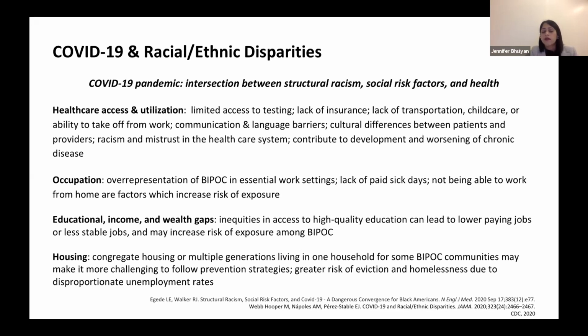Additionally, there's a greater risk of eviction and homelessness due to disproportionate unemployment rates that we're seeing in people of color in this country. And so I hope some of these examples that we've walked through together have given you a sense of, again, how structural racism can impact health and lead to health inequities as well as health disparities in the US.